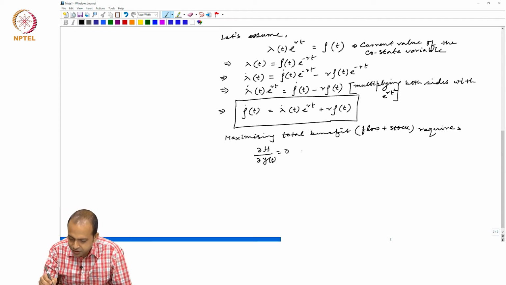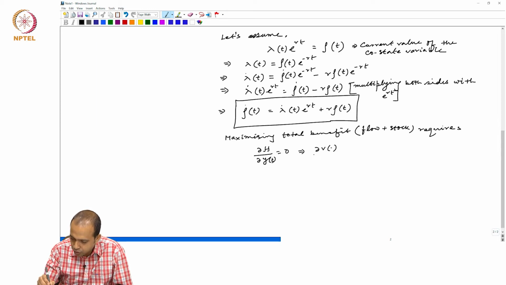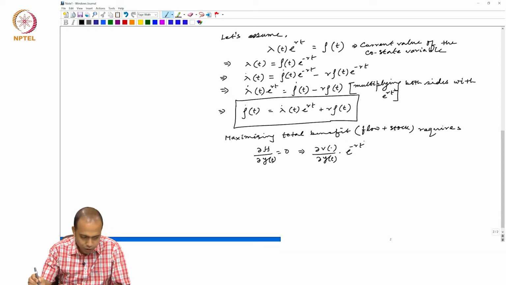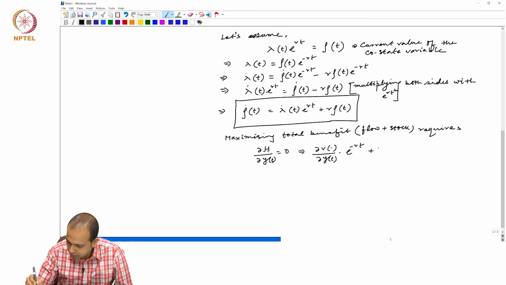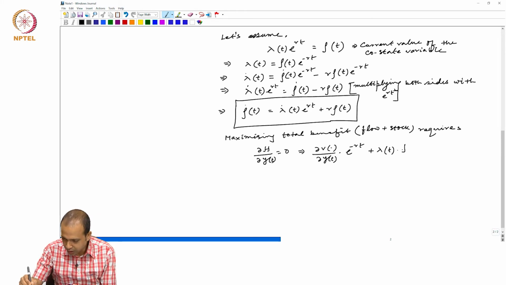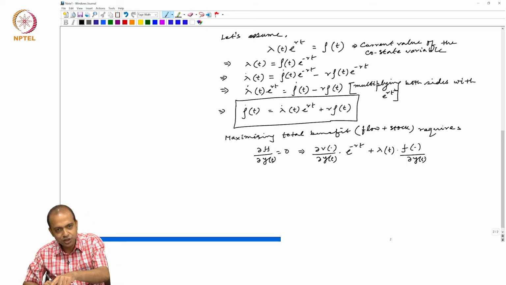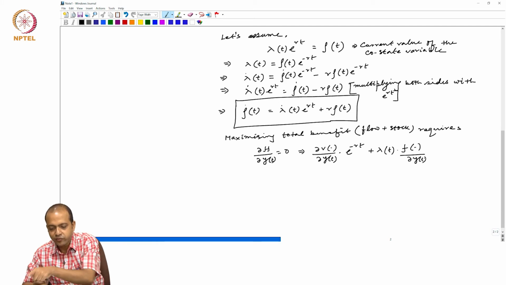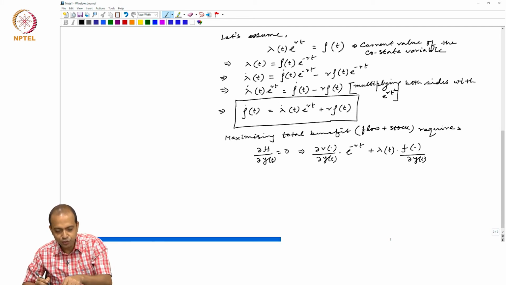Now, if you differentiate that h function, what you will get? You will get del v by del y t into e to the power minus r t plus lambda t into del f by del y t, because y t was there in v function, y t was there in this f function also. So, differentiating Hamiltonian with respect to y t means you have to differentiate this.